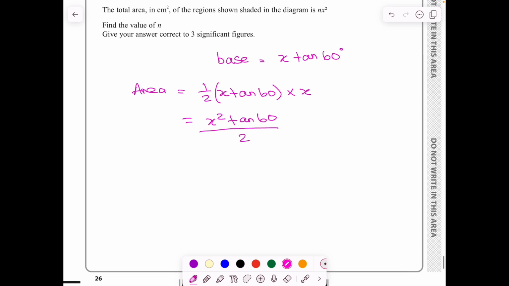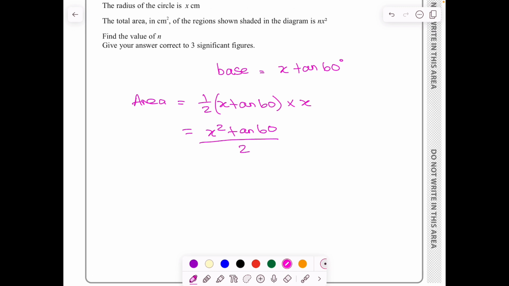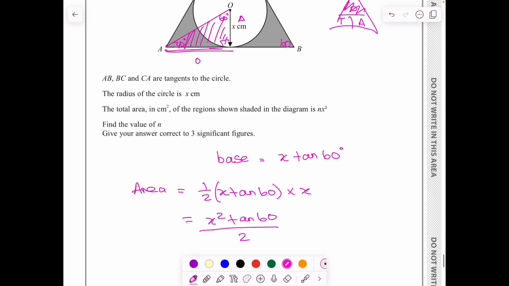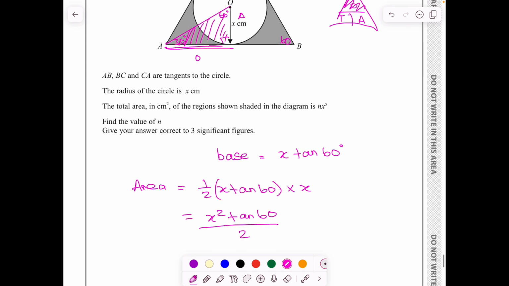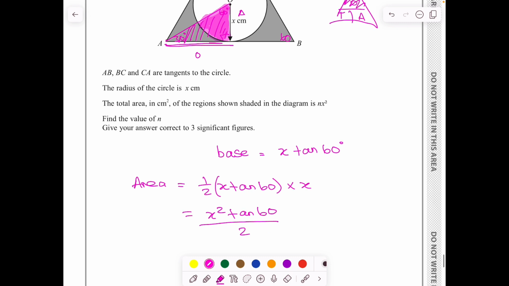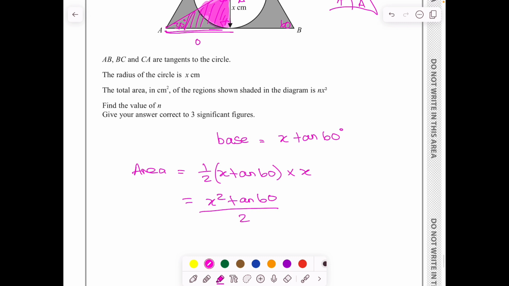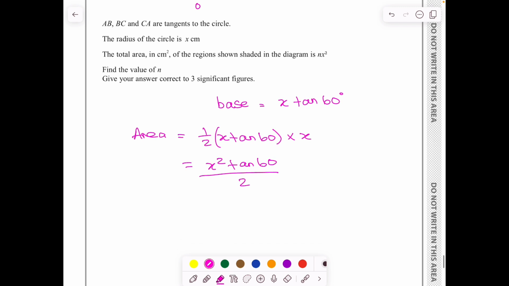Then, to find the area of the shaded bit, we need to take away the area of the sector. So it's this bit here that we're subtracting. We're taking away the area of this sector. And so that's going to leave us the shaded bit. All right, so what is the area of the sector? Let's work it out. So area of sector.